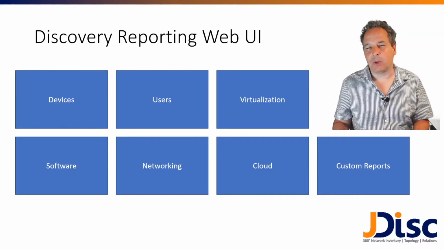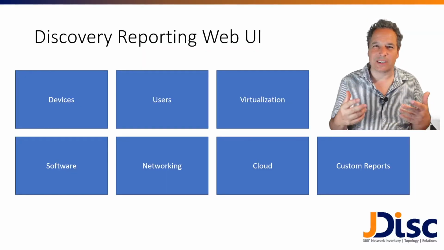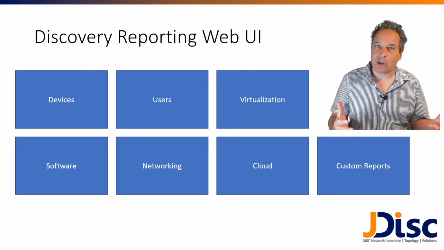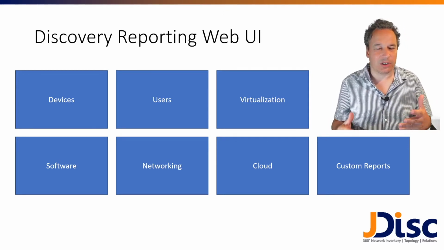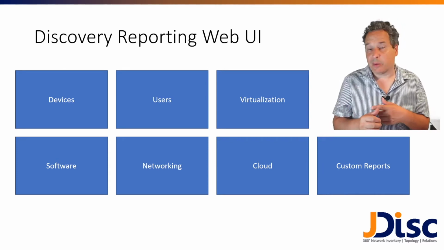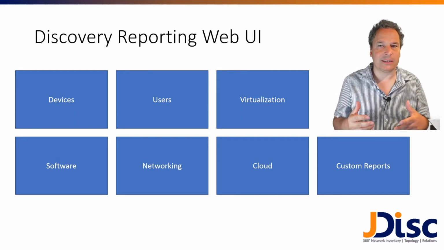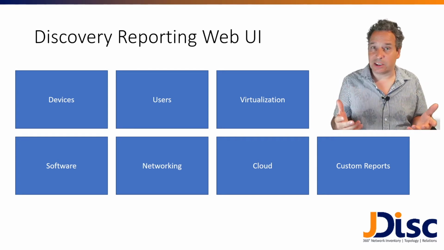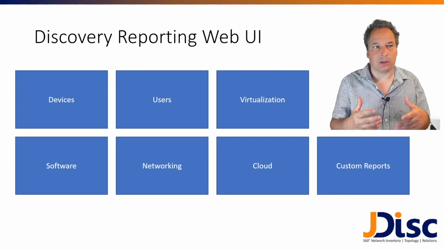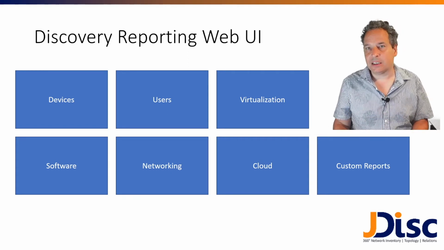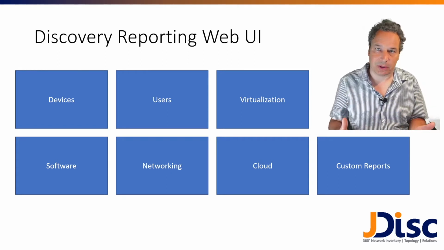In the last video, we were looking at how to schedule and start a discovery job. And when that is done, we have all the resources in the JDisc Discovery object model collected. So this contains information about devices, users, the software installed on these devices, the network that connects these devices, virtualization, such as virtual machines or containers, also cloud resources, and you also can see custom reports.